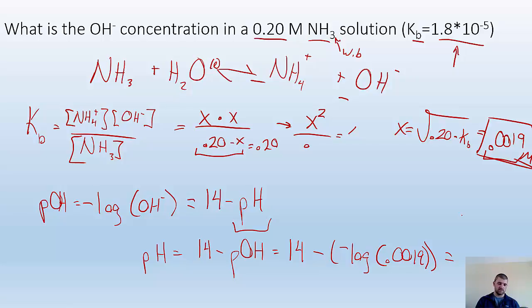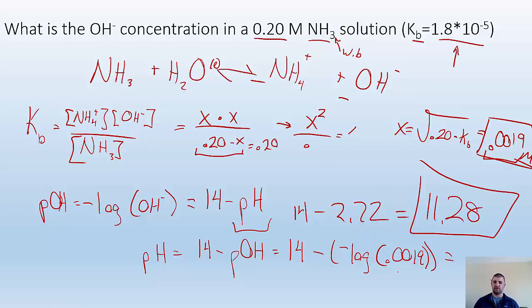And I am going to get an answer as soon as I punch it into my handy dandy calculator. All right, so log of 0.0019 equals that. So now I got to do 14 minus that. So 14 minus 2.72. I'm just going to write that out. And I'm going to get 11.28 as my pH, which makes sense that it's basic because I'm adding a base.